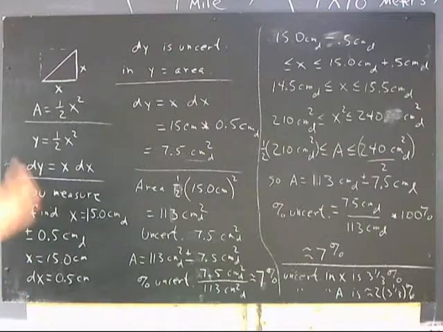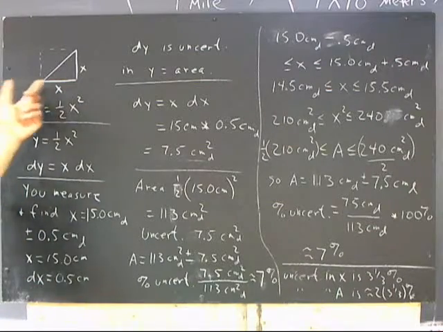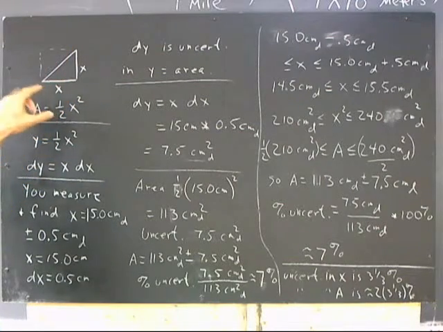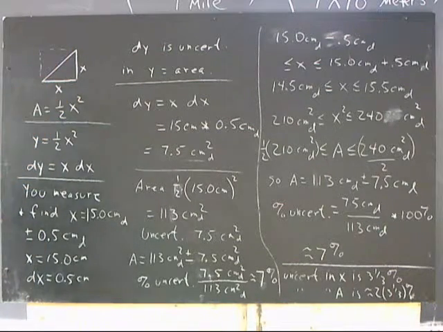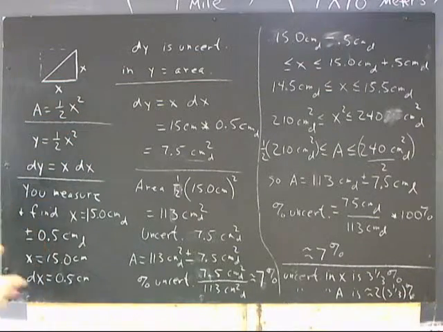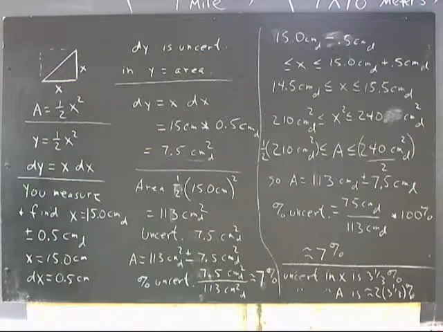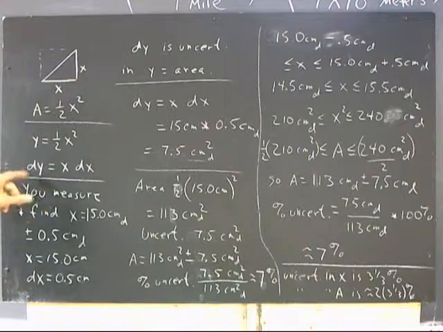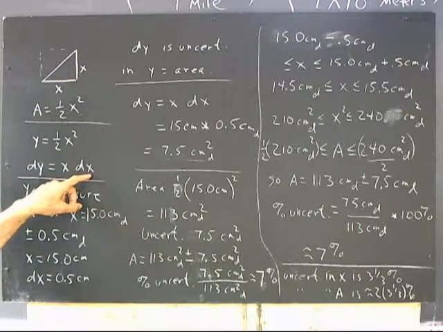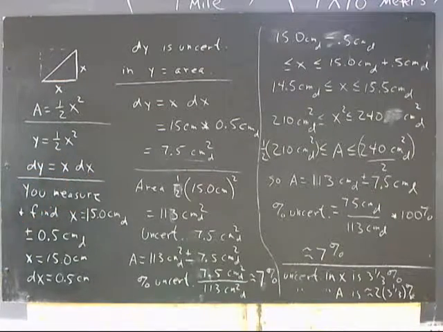Now we're going to show how this works out with a numerical example. We consider a triangle with equal legs that we call x. It's a 45, 45, 90 triangle. Its area is 1/2 x squared, as you well know. We're going to let y stand for the area. So y is 1/2 x squared, and dy is the uncertainty in y, dx is the uncertainty in x, and according to this equation, dy equals x dx.